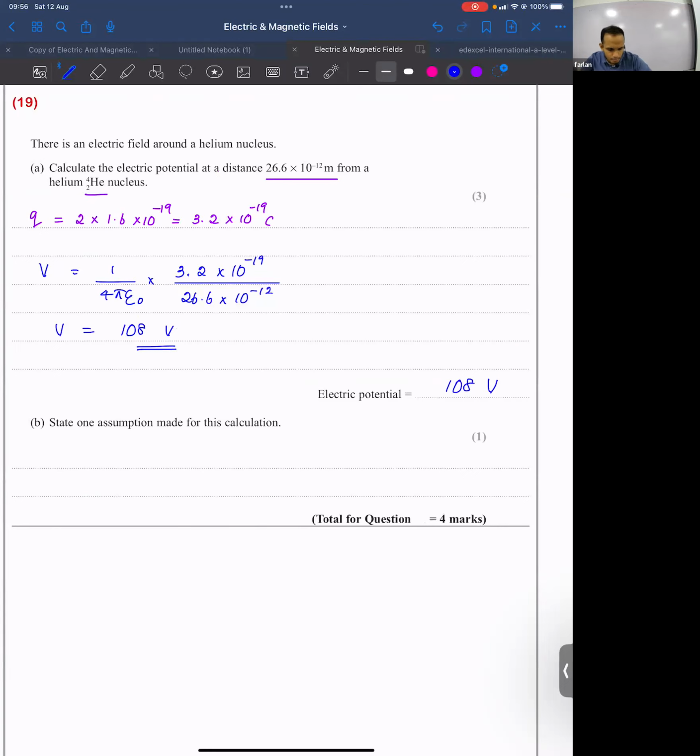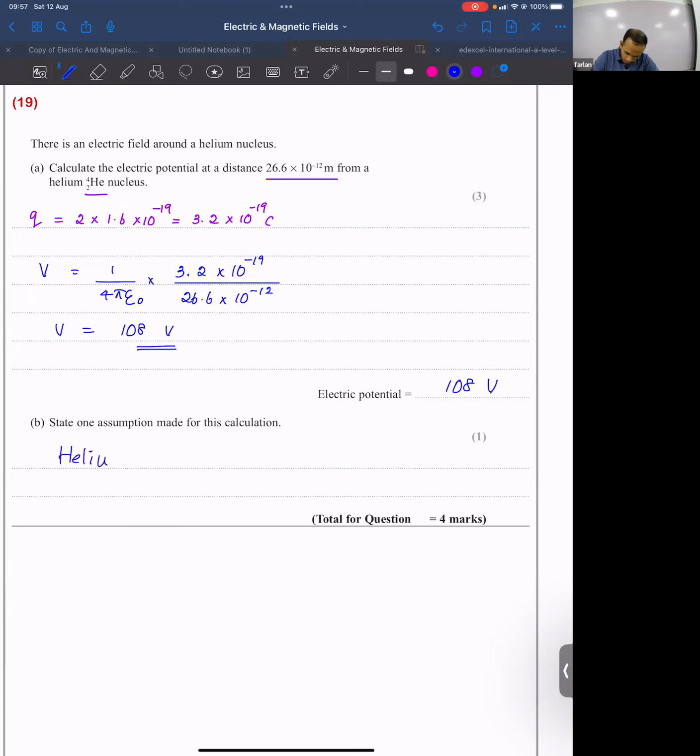helium nucleus. Helium nucleus is a point charge, because this equation we use is for a point charge. So we assume it to be a point charge. So you can write that as an assumption: helium nucleus is a point charge.